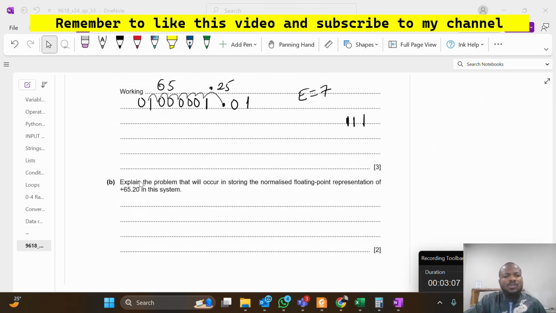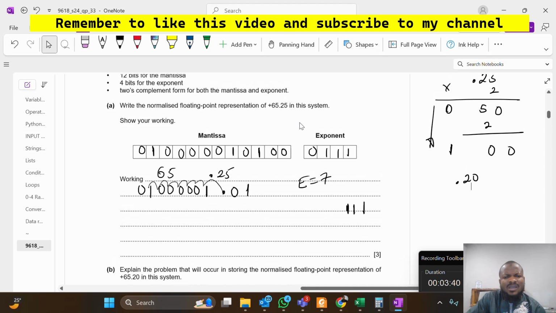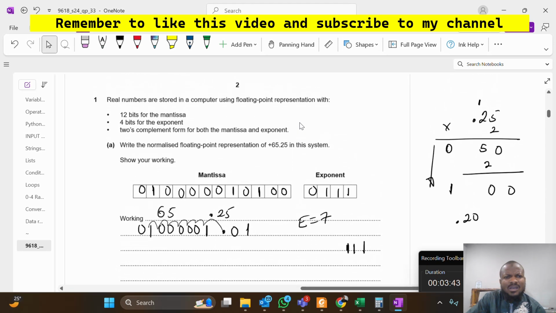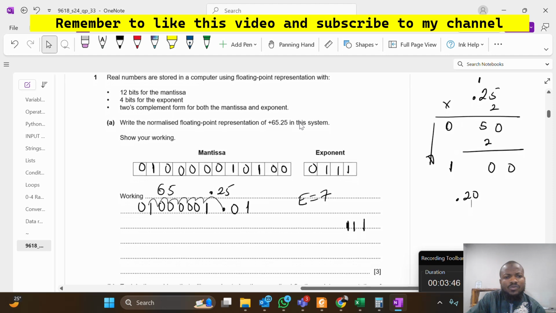So the next question states, explain the problem that will occur in storing the normalized floating point representation of 65.2 in this system. So like I told you earlier, if you want to convert decimal point to binary, you continue to multiply by 2, isn't it? And you get to a point where you can no longer proceed, or you get to the maximum number of bits allowed for the mantissa. The mantissa here is 12 bits, and 4 bits for exponent.